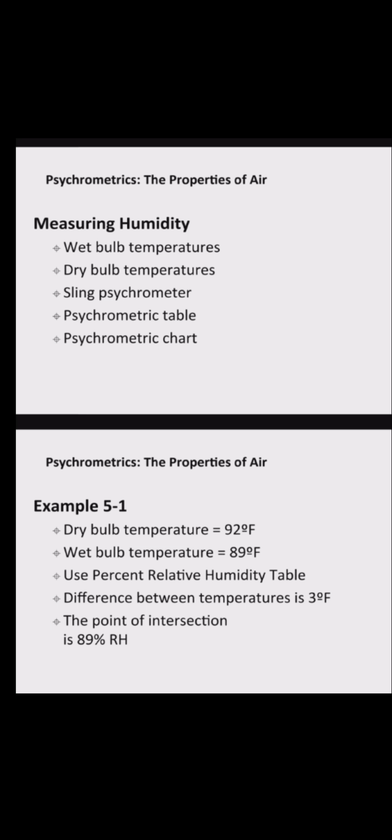Example 5-1. Dry bulb temperature equals 92 degrees Fahrenheit. Wet bulb temperature equals 89 degrees Fahrenheit. Use the percent relative humidity table. The difference between temperatures is 3 degrees Fahrenheit. The point of intersection is 89% RH.